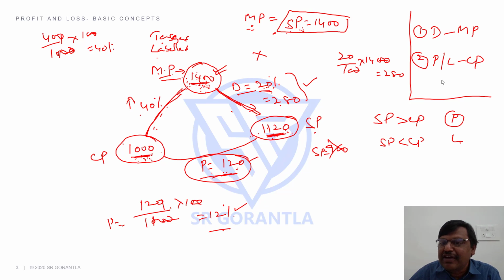Profit or loss is always on cost price. If you stick to these 2 points, we can always solve any problem, right? So this is the transaction. You bought, he increased the price, finally he gave discount.